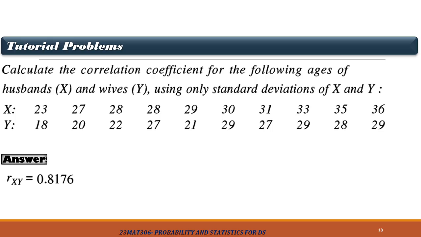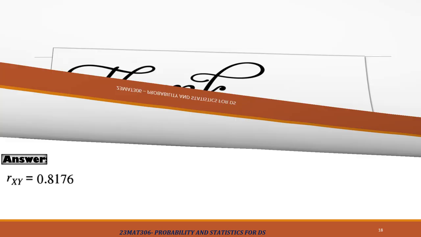Next, this problem is for your practice. The numbers are double digits, right? So you have to pick any number and subtract it from X in all the values of X. It will be reduced to a single-digit number, and after that proceed further to find the correlation coefficient.